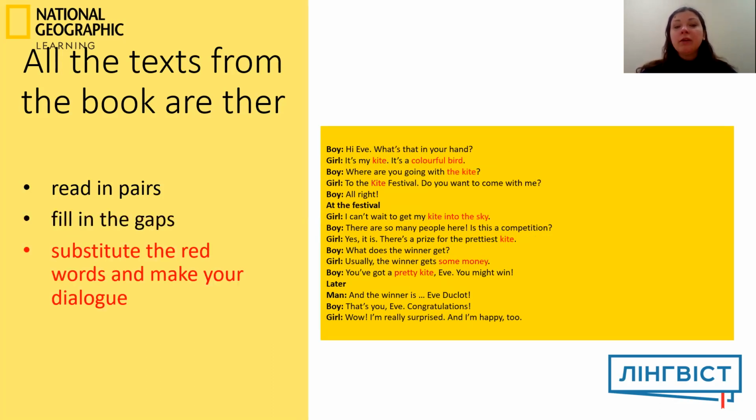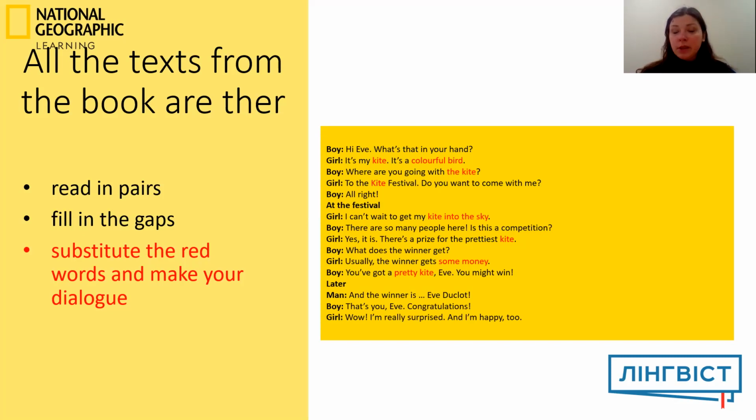Substitute the red words and make your dialogue. This is the next step. When your students are familiar with the dialogue, they know what it is about, they have the main idea, they know the details. Now they can finally prepare their own dialogues. You can ask them to substitute red words.